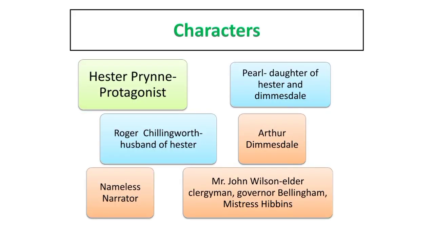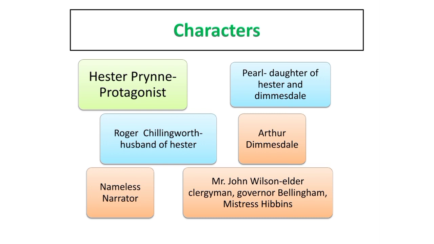Now let's talk about the characters in the novel. First we have Hester Prynne, who is the protagonist in the novel, Pearl, who is the daughter of Hester and Arthur Dimmesdale. Next we have Roger Chillingworth, who is the husband of Hester. Next we have Arthur Dimmesdale, who is the father of Pearl. And here we also have a nameless narrator who is describing the story.